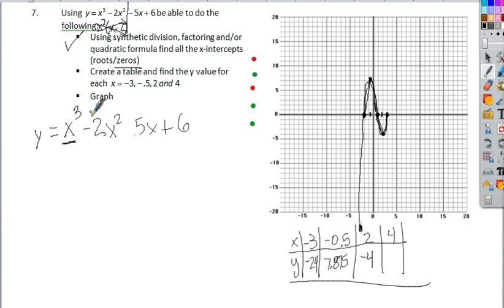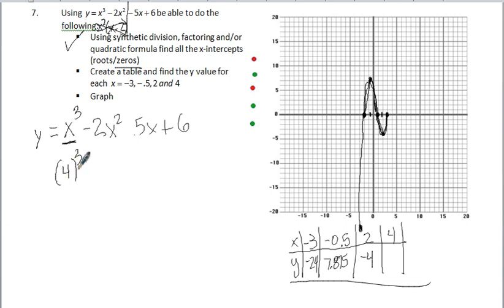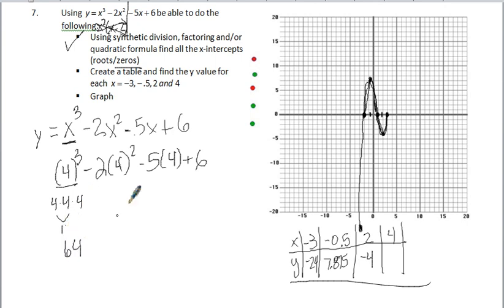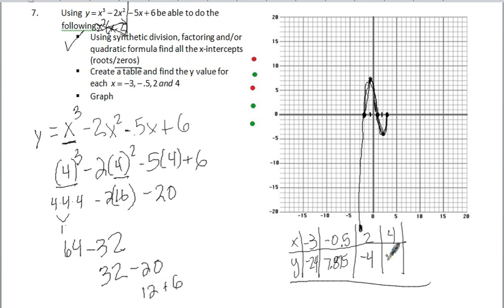And this is probably the one that takes the most time. So 4 cubed minus 2 times 4 squared minus 5 times 4. That is a minus, right? Plus 6. So 4 cubed, 16 times 4 is 64. 4 squared, negative 2 times 16 is negative 32. I'm going to do that math right there. That gives me 32. And this is minus 20. So minus 20 gives me 12, plus 6 gives me 18.